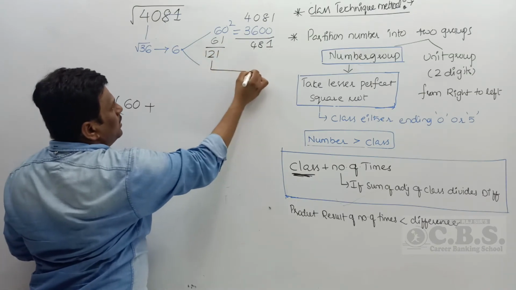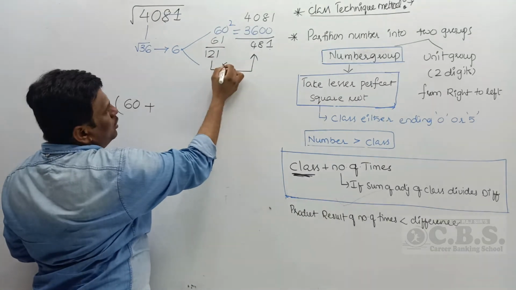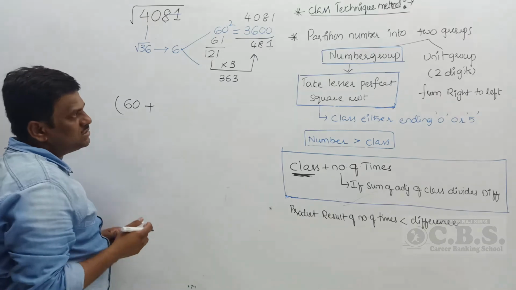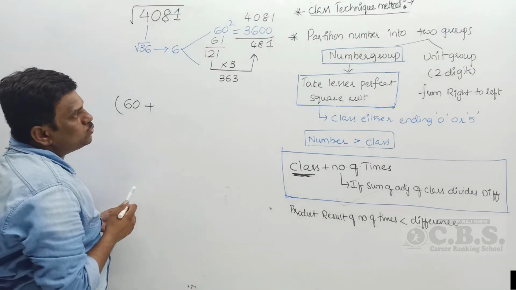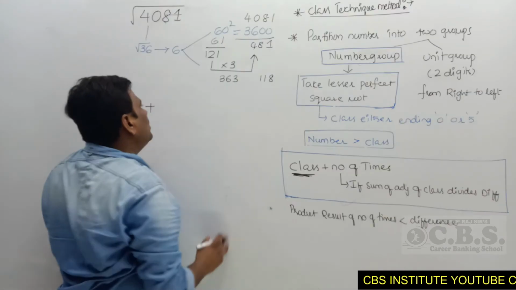60 plus 61 gives you how much? 121. Okay, 121. So this is the number of times you're going to do it. 121 how many times? 3 times. 121 3 times is 363. How much is it? 363. So how much value is left to 481? It is approximately 118. Okay, 118.